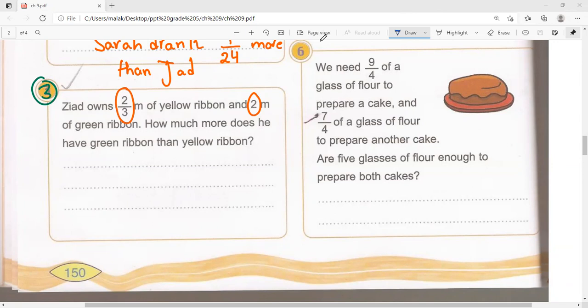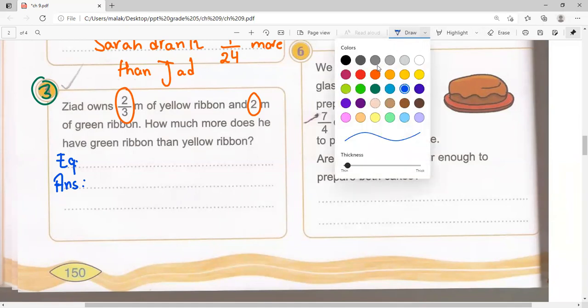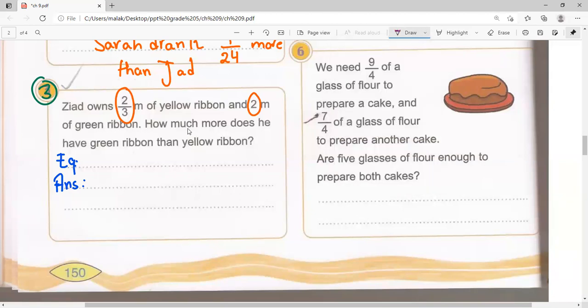Okay. Malak, I said we are comparing between the yellow ribbon and the green ribbon. Is the length of the yellow ribbon and the green ribbon the same or different? Different. So we are comparing between two different things. If we are comparing between two different things, how will we find the difference between these two? What shall I do? Mustafa, what shall I do here? If we are comparing two different things, we want to know one is bigger than the second by how much. So what shall I do? Minus. We have to subtract both in order to find the difference between these two.